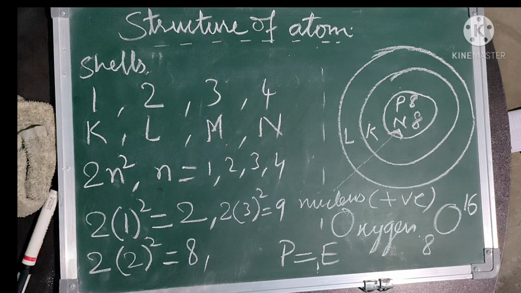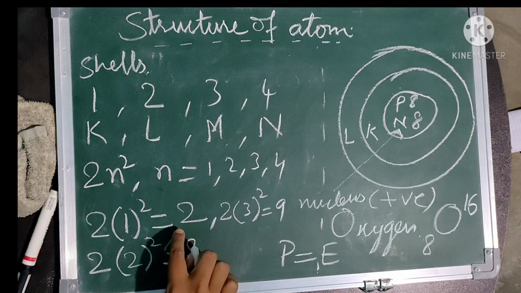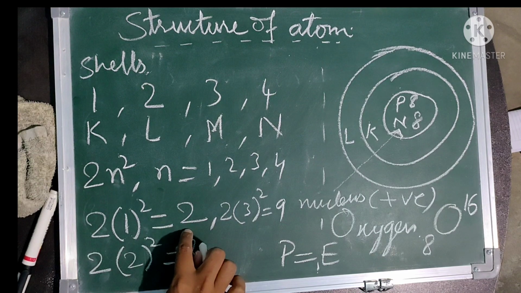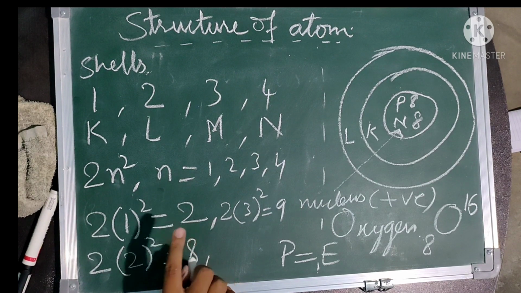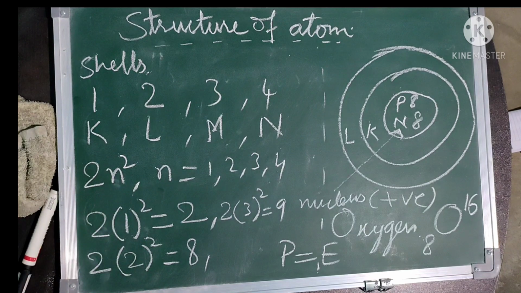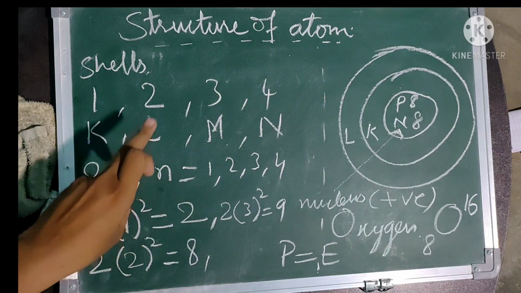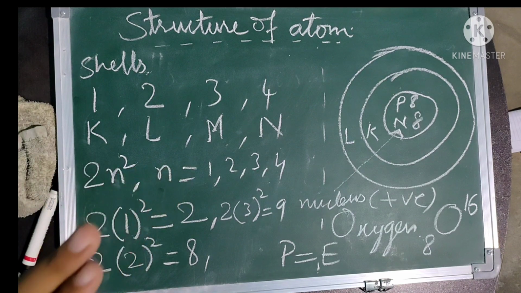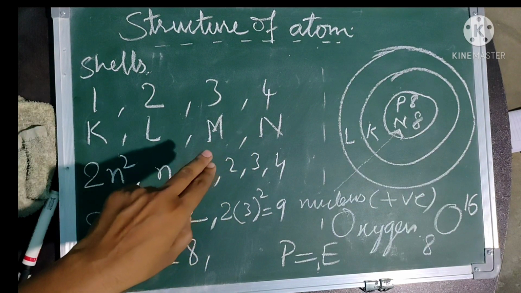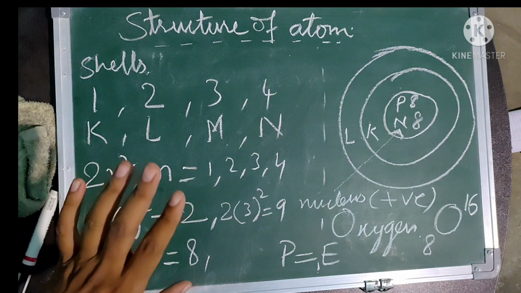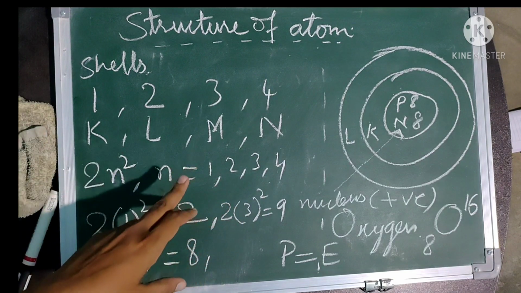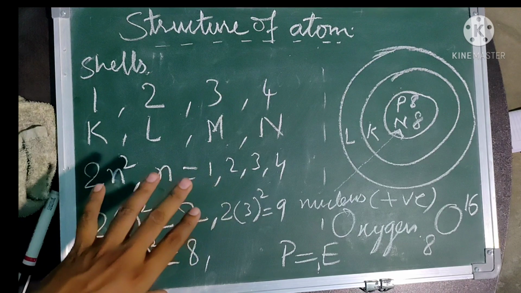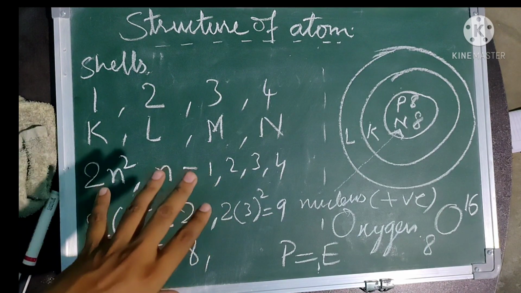And so one more thing you must remember, that the number of electrons that we have calculated here is the maximum capacity of that shell. That means the K shell will have a maximum of 2 electrons. The L shell will have a maximum of 8 electrons. And the M shell will have a maximum of 18 electrons. It is not necessary that each and every element will have the third shell with 18 electrons. It is the maximum capacity of that shell.